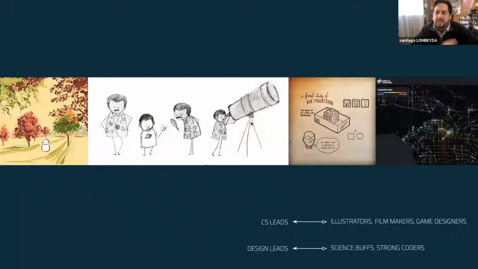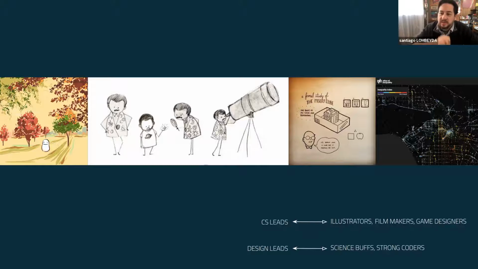So as you'll see with the form, you can fill out what we hope the CS leads know, and you can say levels, and the same thing with the design leads. But like I said before, our students tend to cross boundaries. Among our CS leads, we have some amazing illustrators, filmmakers and game designers among the people that we've hired. And the opposite is true as well. Lots of the design leads have been science buffs and really strong coders.